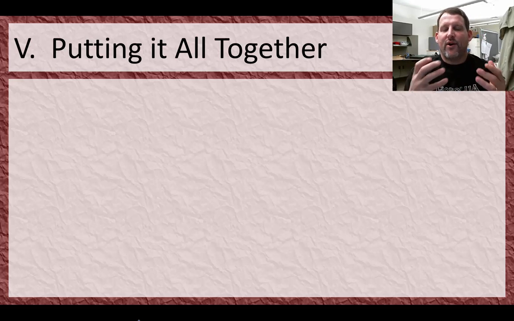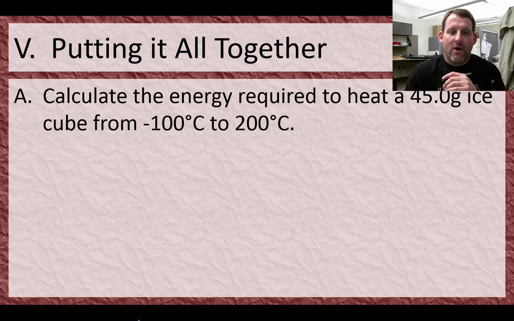Now let's put it all together. We're going to calculate the energy required to heat 45.0 grams of ice from negative 100 degrees all the way up to 200 degrees Celsius. So we're going to go through two phase changes. We're going to heat ice. We're going to melt that ice. We're going to heat the water. We're going to boil that water. We're going to heat that steam. So we're going to put all 5 of those steps together.